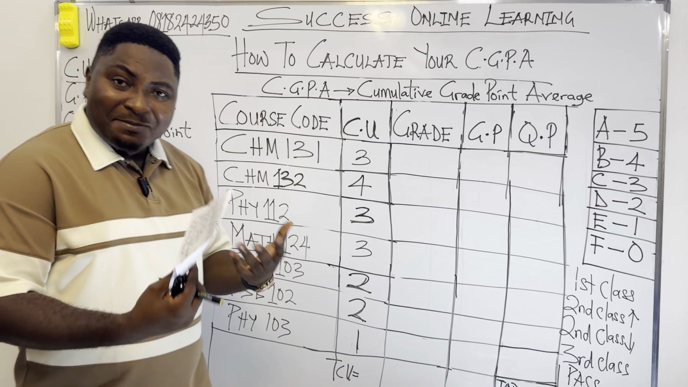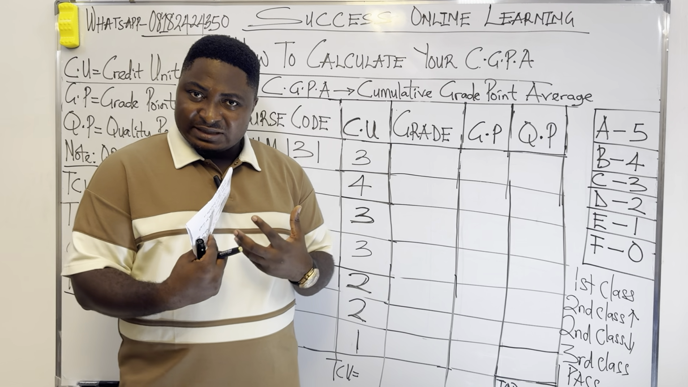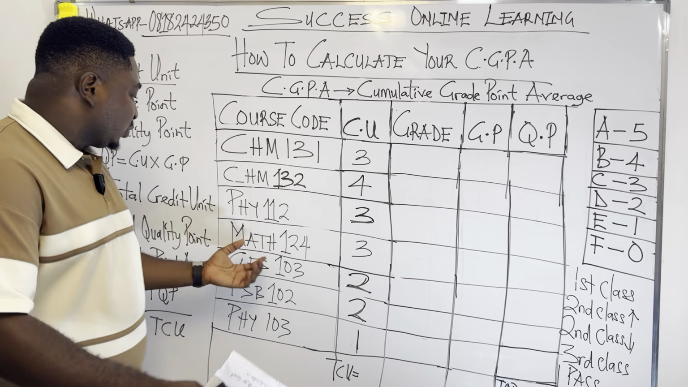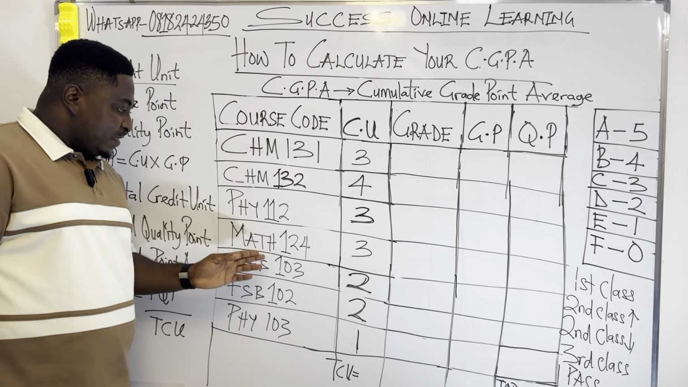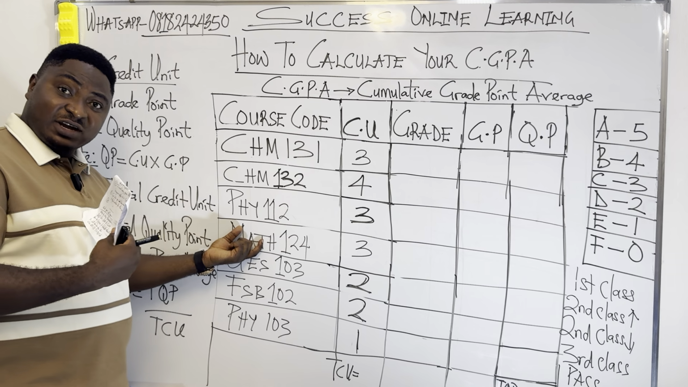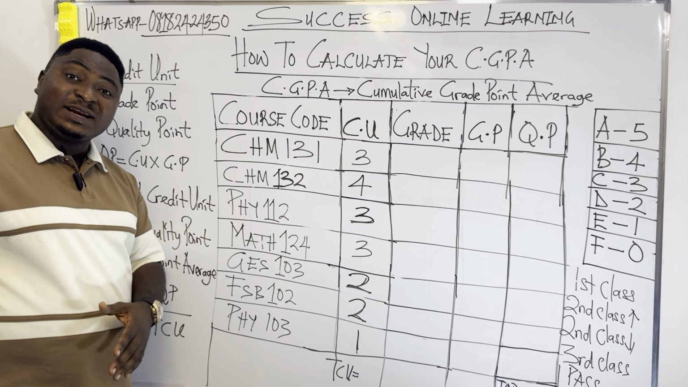Why? Because in my department, chemistry is more important compared to my friend in Applied Mathematics. Now, let's go to a course like Math 124. Let us say I and my friend are also offering this course. Remember, I am in Pure and Industrial Chemistry, while my friend is in Applied Mathematics.